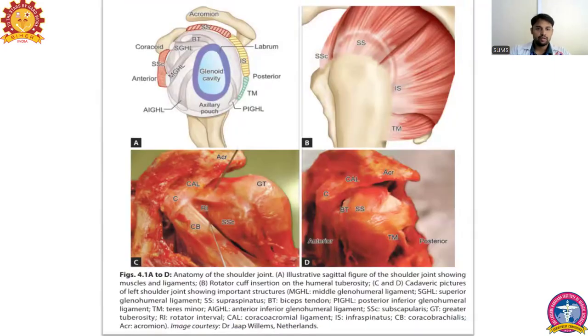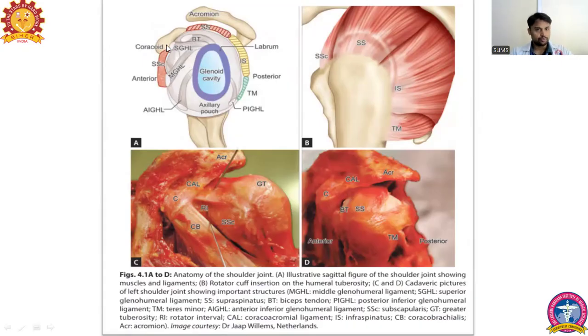So when you see this image, this is the glenoid cavity. This is a very shallow structure. And you see this is called the axillary pouch. This is the superior glenohumeral ligament, middle glenohumeral ligament, and inferior glenohumeral ligament. This is the anterior and posterior glenohumeral ligament.